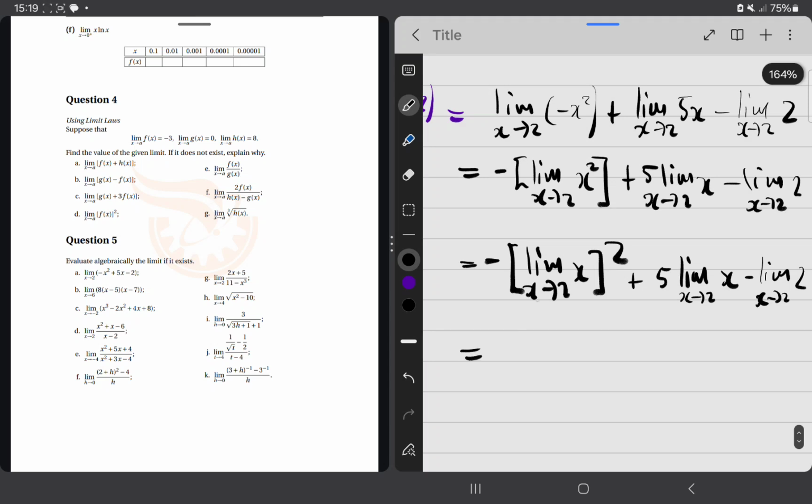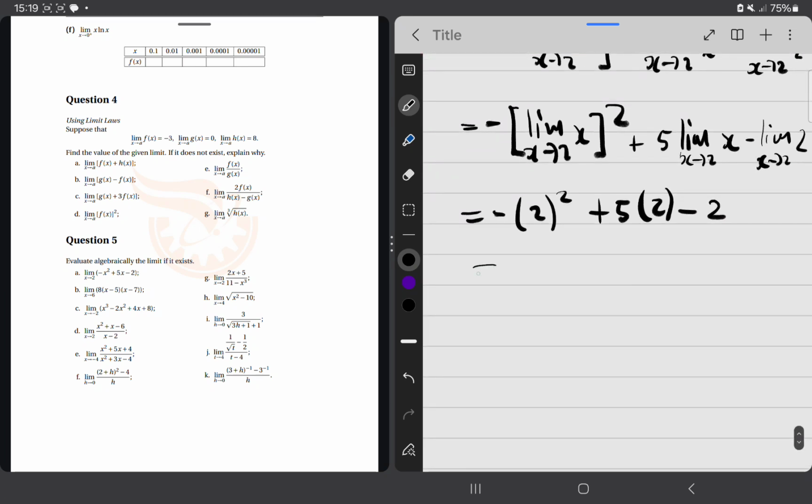And what are these? Here we substitute. It's going to be minus, what is the limit as x approaches 2 of x? Where there is x, we put the 2. So it'll be 2, then we square it. Then plus 5 times the limit as x approaches 2 of x, which is 2. Then minus, the limit of a number is the number, so 2 comes back. So this becomes negative of 2 squared is 4, so negative 4, plus 5 times 2 is 10, then minus 2. This becomes minus 4 plus 10 minus 2. You punch in the calculator and you get positive 4. This is the solution.